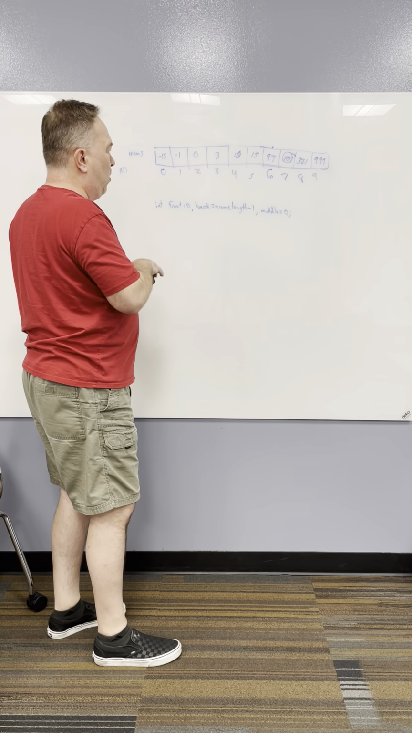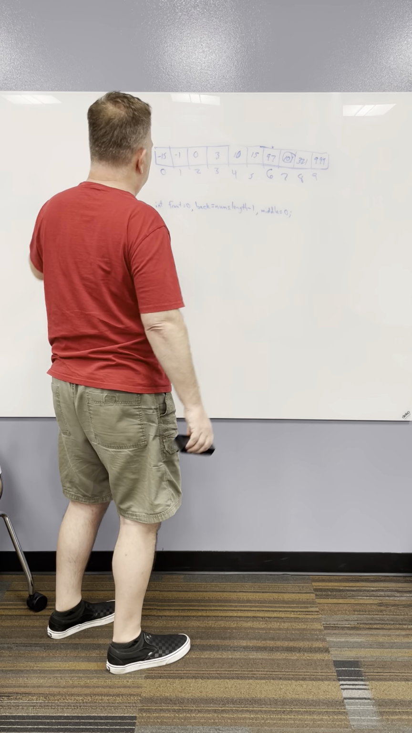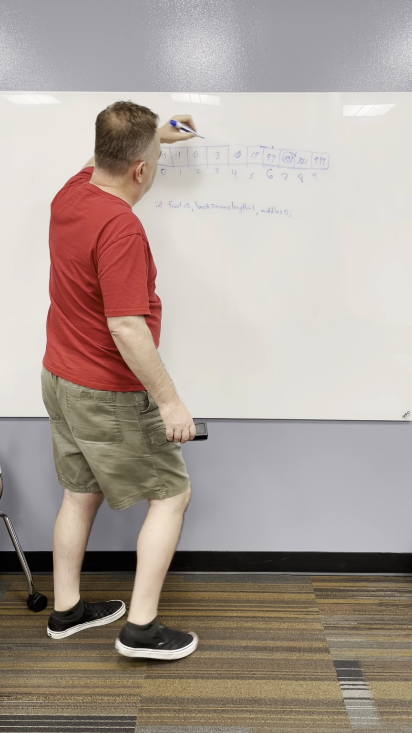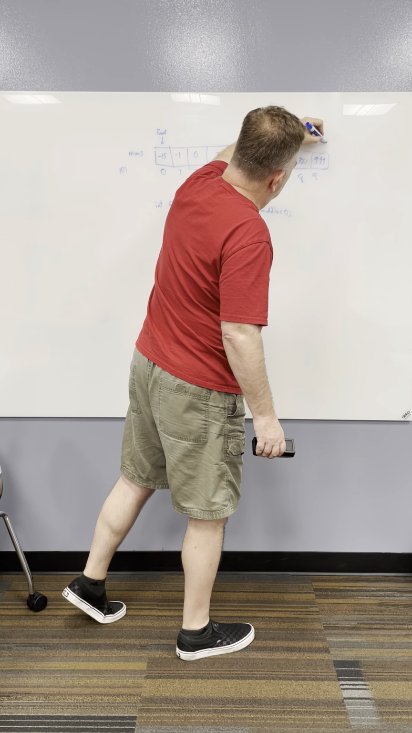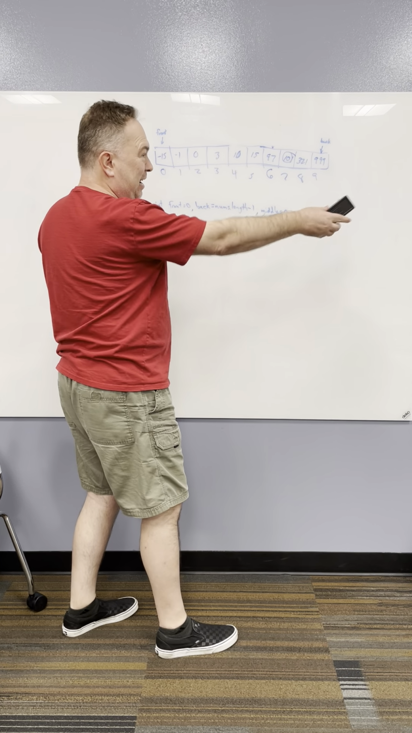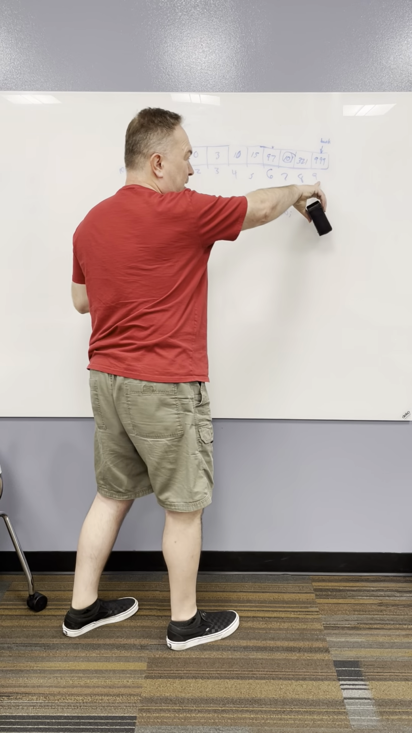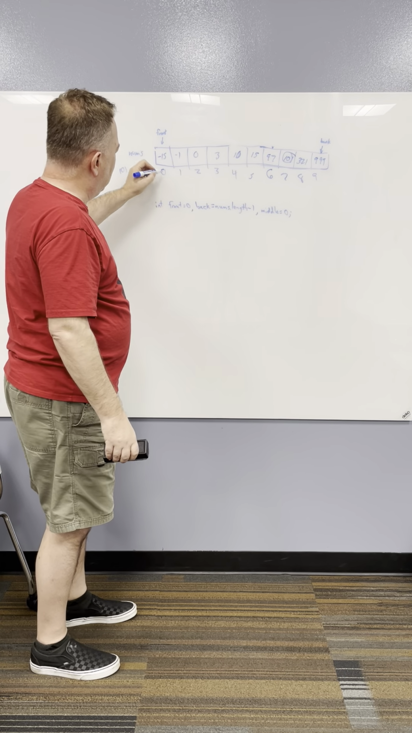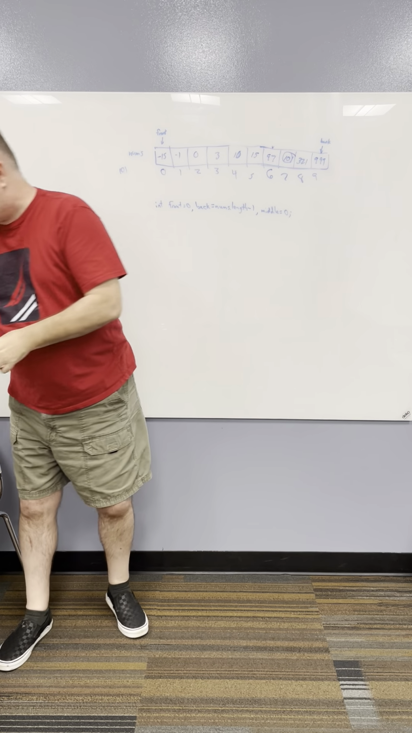Okay, so we want a front, a back, and a middle. So the front is going to start here. Back is here. Notice it's the length minus 1. The length is 10. We start counting with 0, so the last one is actually 9. And middle starts off at 0. That's going to change real fast.